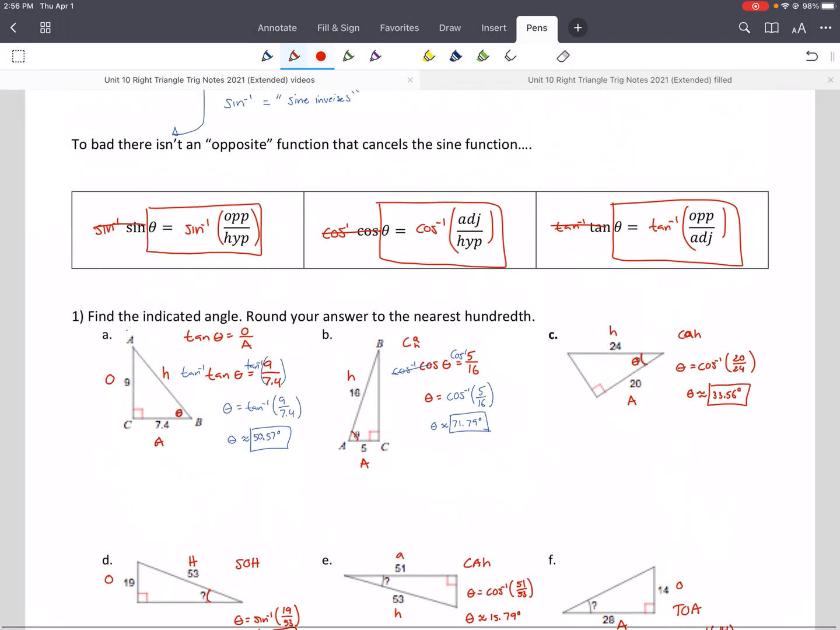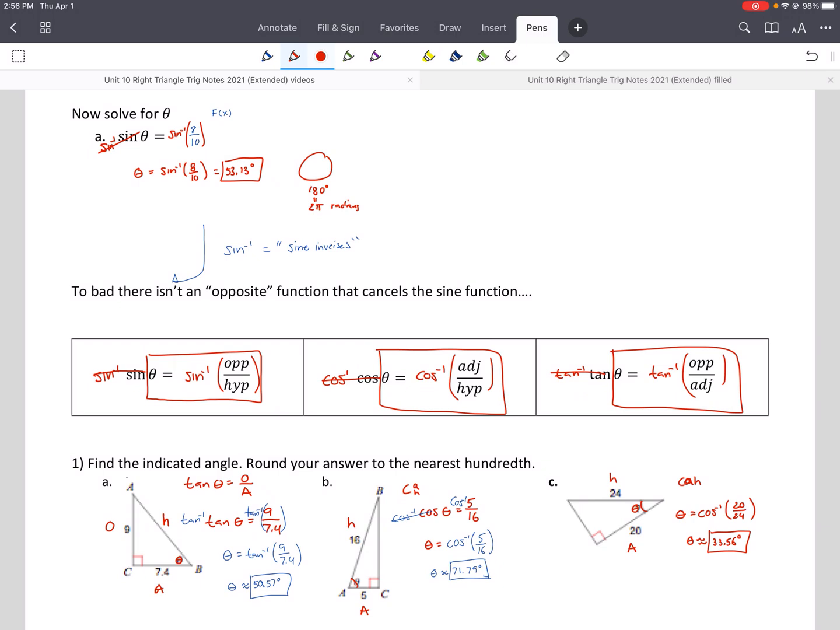So again, just remember that there is an opposite for sine, cosine, and tangent. Inverses is probably a better word. So that would be sine inverse, cosine inverse, and tangent inverse. And we can use those to find the missing angles of a right triangle.